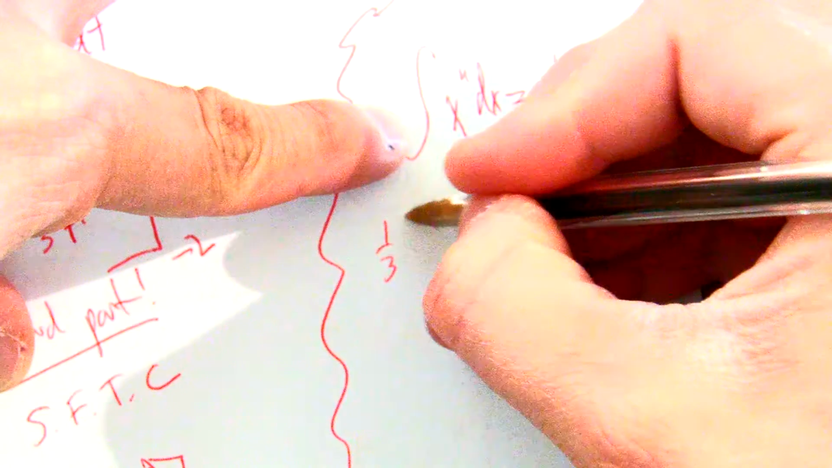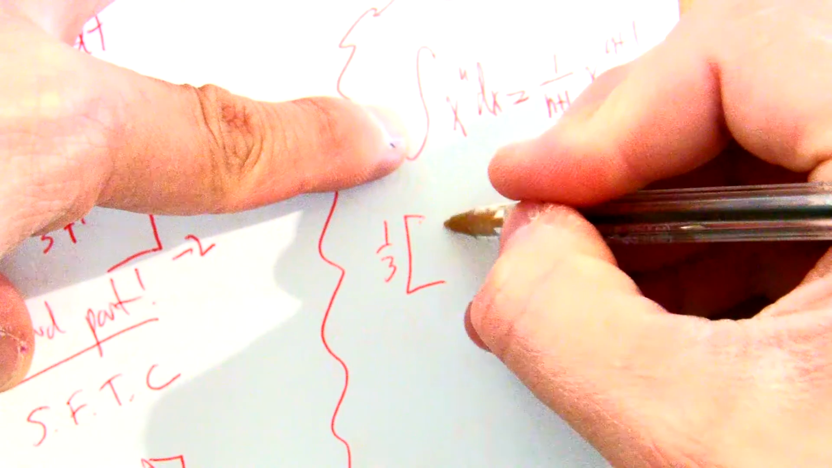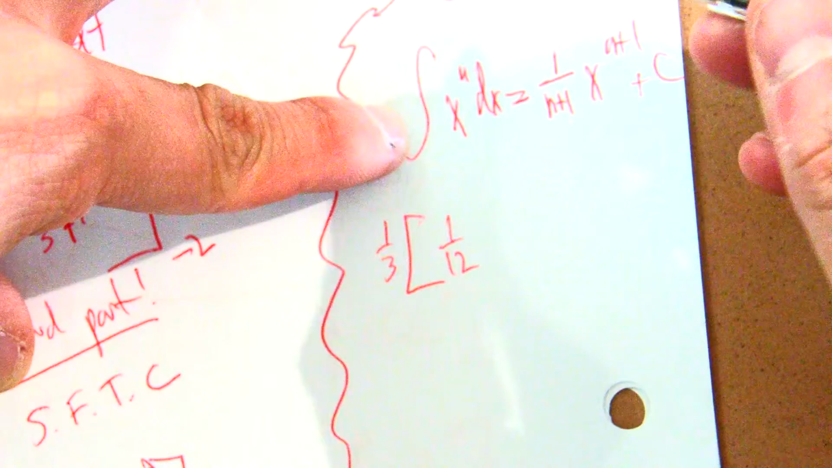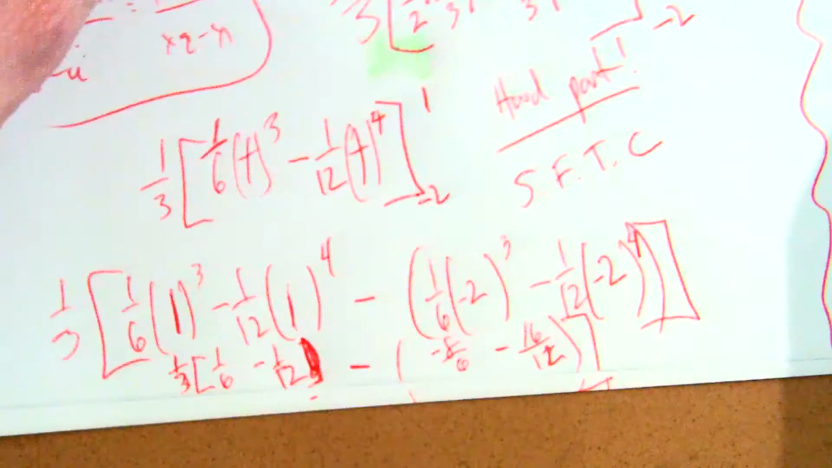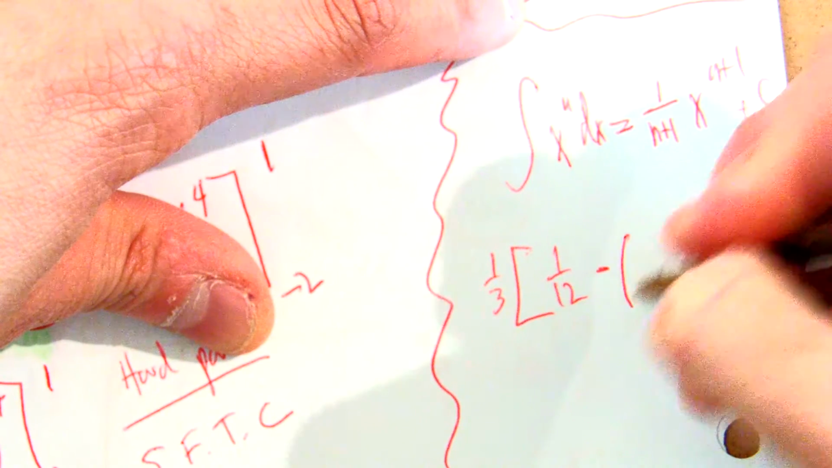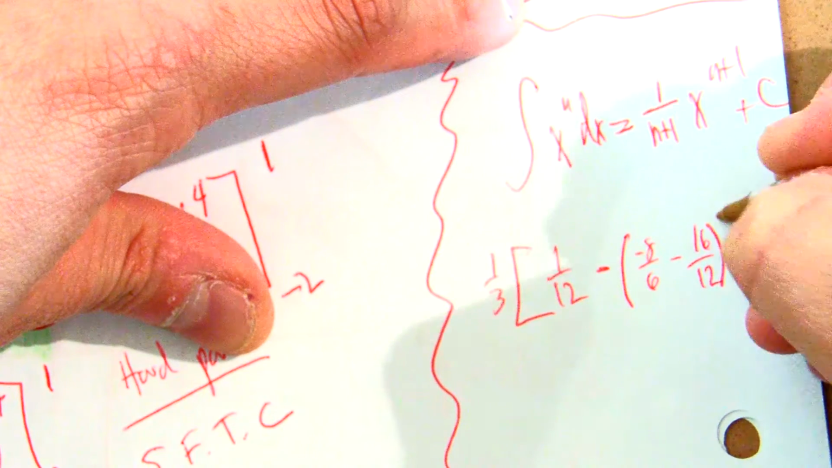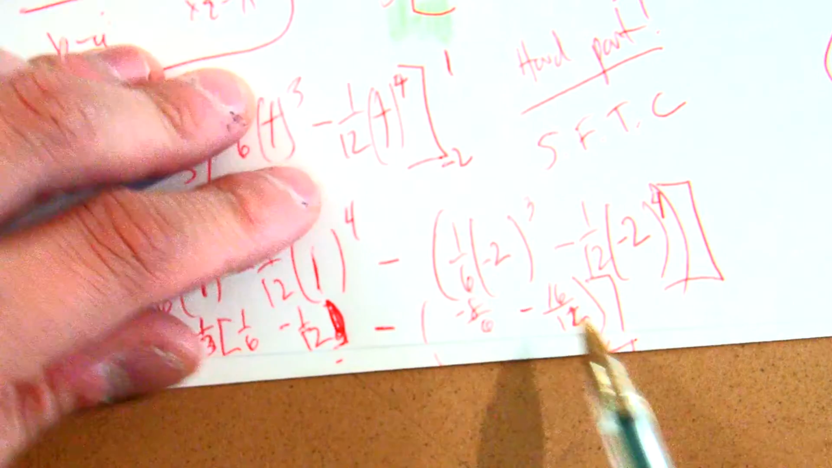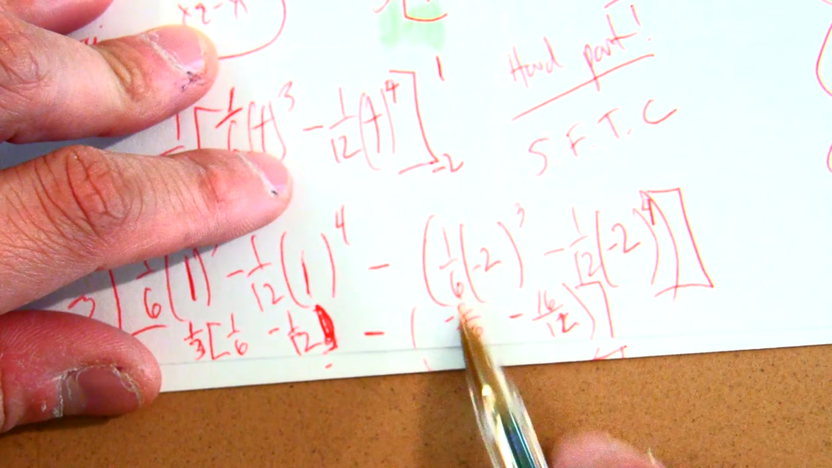So you should get what? 1/3 times what? What is 1/6 minus 1/12? It's going to be 1/12. Right? So just to clarify, this minus this is 1/6. Get a common denominator if you can't see it. Minus. Oh, because if you cube -2, you get -8, right? Is that cool? Times 1/6, is that one?